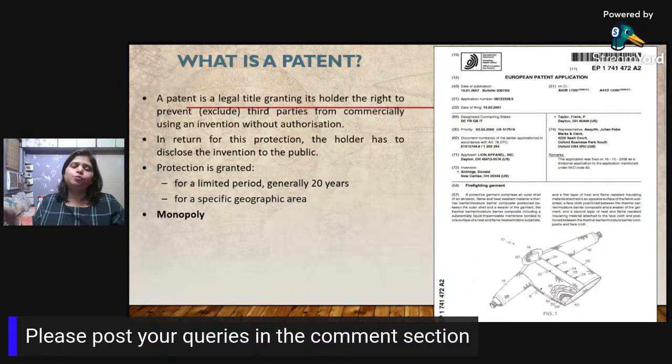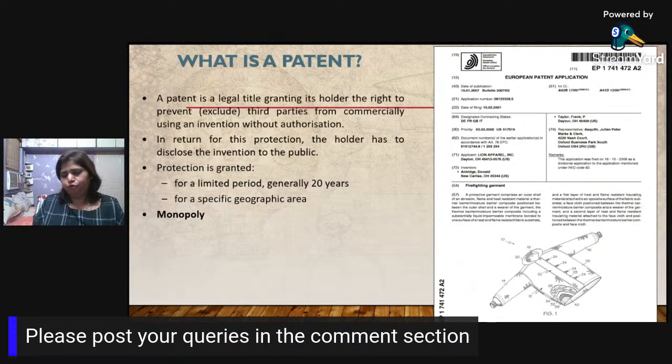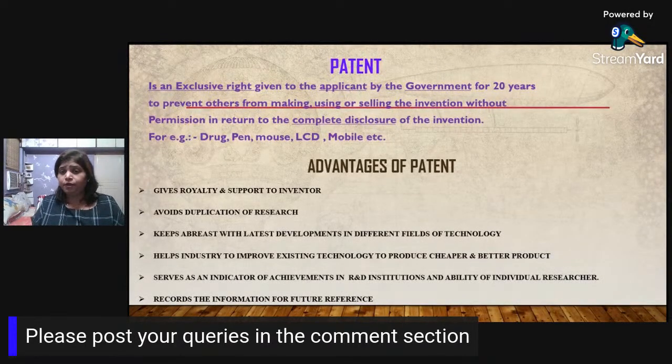It is geographical. Just because you patented in India and got granted in India doesn't mean you got granted in the entire world. You will actually have to go to the entire world and take protection over there. Clear? So it is a geographically specific right. It is for a limited period of 20 years, a monopolistic right. You need to keep renewing your IP every year, then only it remains, otherwise it lapses. It is an exclusive right given for 20 years to prevent others from making, using, selling the invention without permission, and in return the inventor has to disclose the entire information.